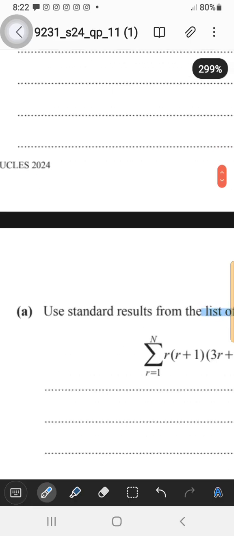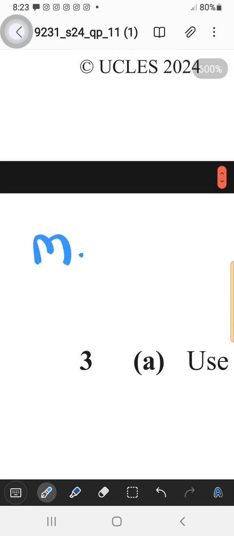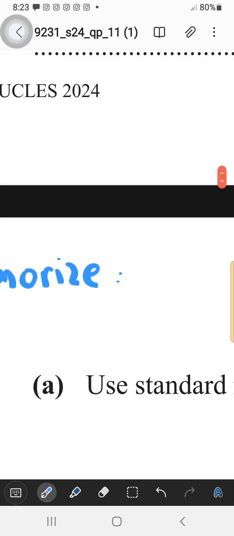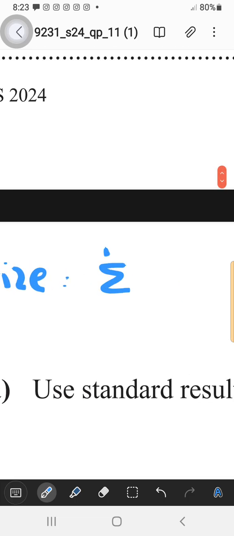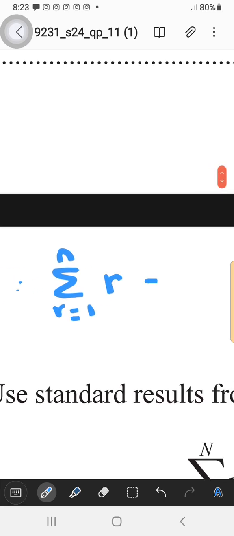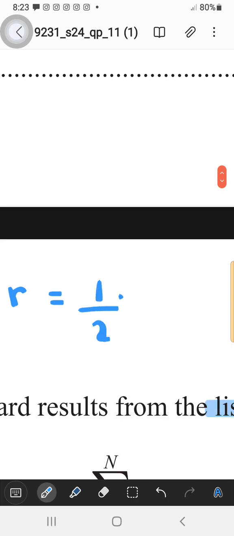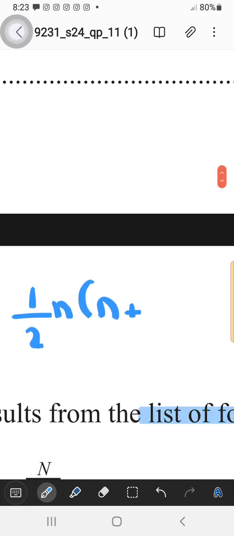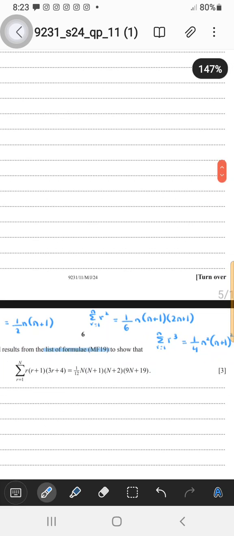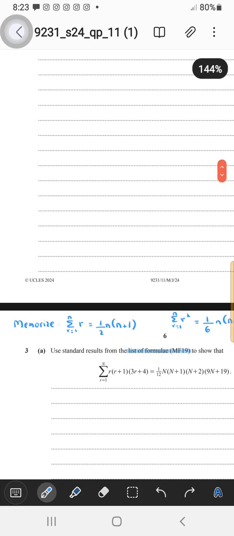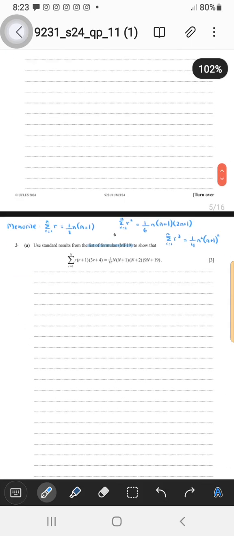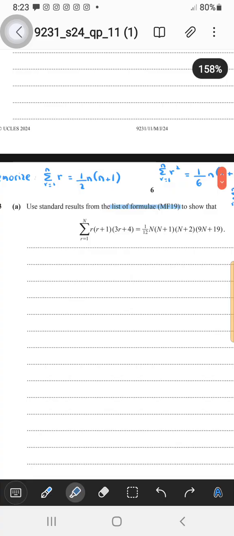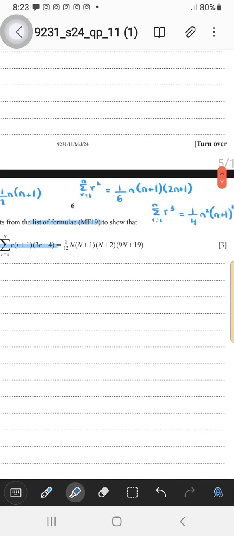Okay, these two formulas are given while we have to memorize one more formula. We have to memorize that the sum of r from r equal to 1 to n is 1 upon 2 n n plus 1. These two formulas are given in MF19 while this formula we have to memorize. Okay. So now the question is saying that we have to prove this is equal to this.